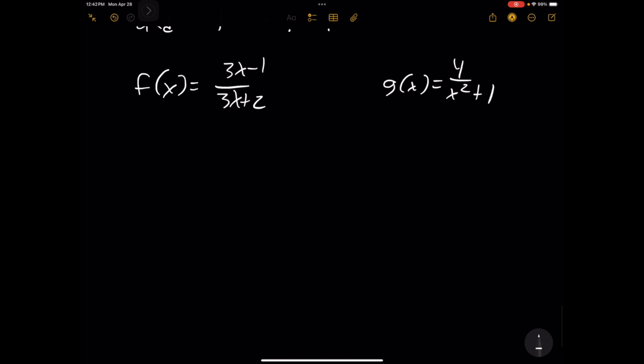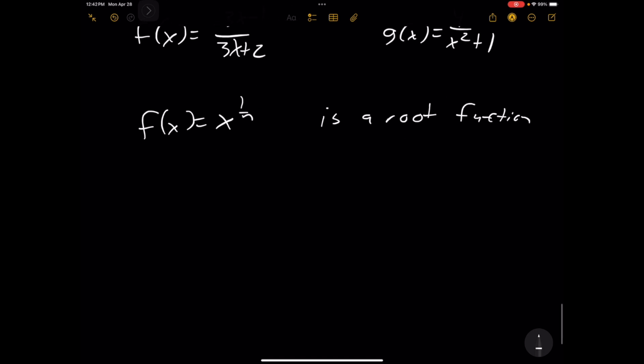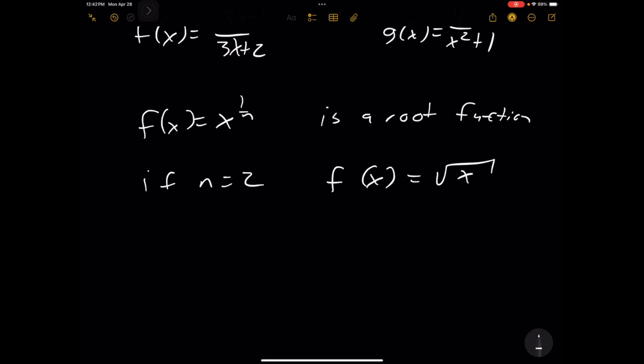If I have a function with a power, we just saw a bunch of functions with powers, but if I have a fractional power like f of x equals x to the 1 over n, we call this a root function. Specifically, if n equals 2, we get our classical square root. So x to the 1/2 is equal to the square root of x. And something we have to be careful about with functions like this is we can find domains and ranges that are not always super easy to understand.